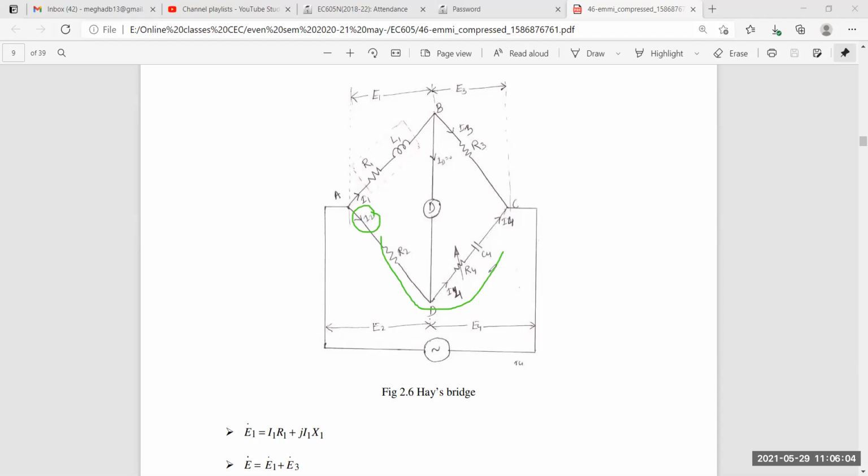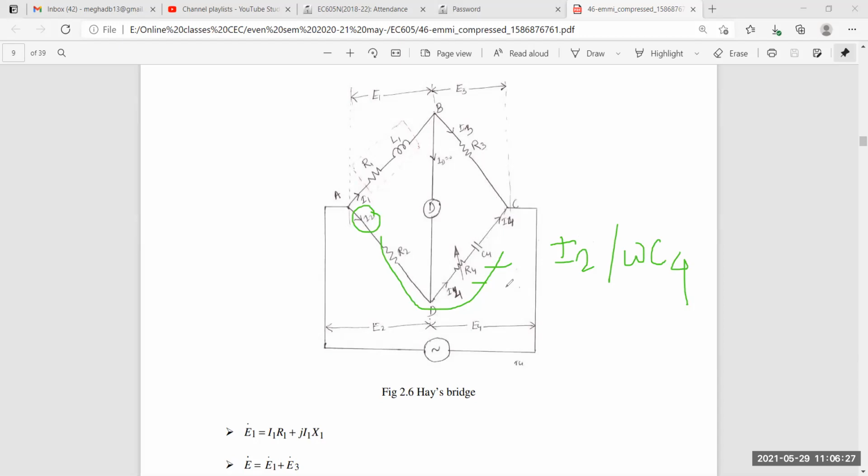And across the resistance, and what is the voltage drop across the capacitor C4? It will be I2 divided by omega C4. This is my voltage drop across the resistance R4. Okay. Sorry, voltage drop across the capacitor C4. And the voltage across the capacitor C4 actually lags the current by 90 degrees. Okay. So make it clear.